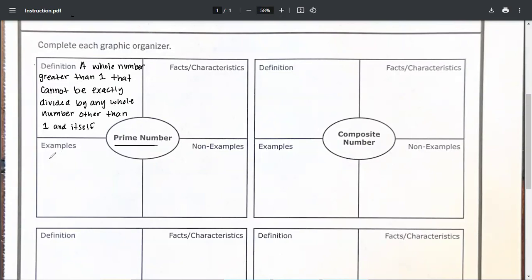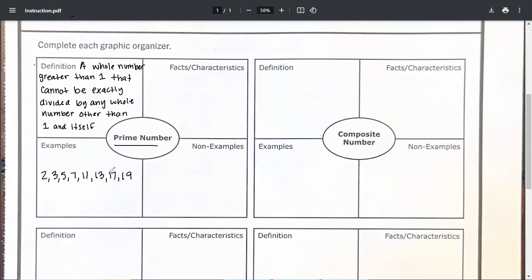And the examples for that are going to be those first ones that I told you need to remember. 2, 3, 5, 7, 11, 13, 17. And sometimes you're going to need to remember that 19. And there's a lot more, but these are the first ones that are very, very important, right? So 2, 3, 5, 7, 11, 13, 17, and 19.